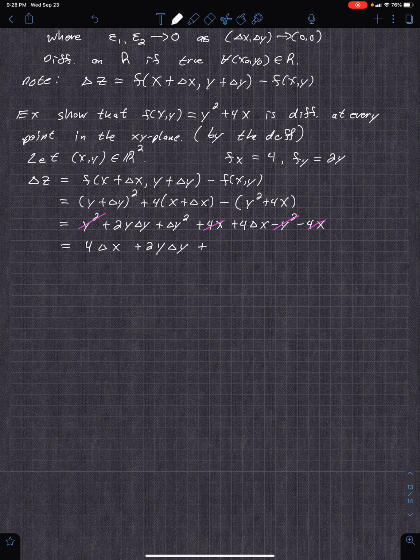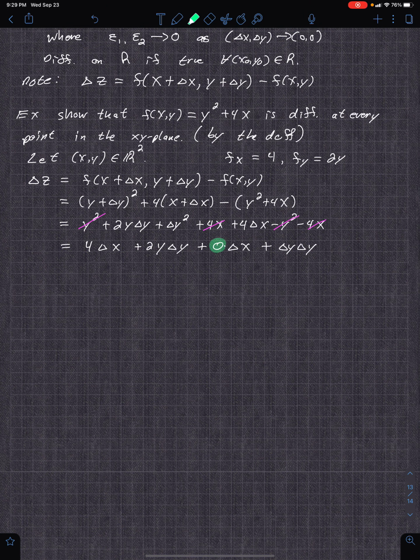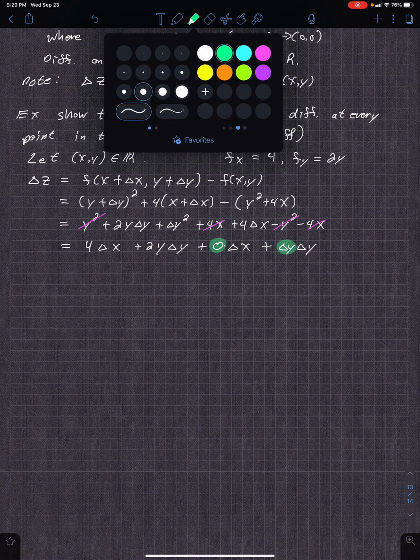plus, and this is where it gets a little interesting. There isn't a delta x term. There isn't an epsilon 1 delta x term. So you just put it in: 0 times delta x plus, and then we have what? Delta y squared. So that's delta y, delta y. So what that means then is that's your epsilon 1, that's your epsilon 2, and then these are your partials.